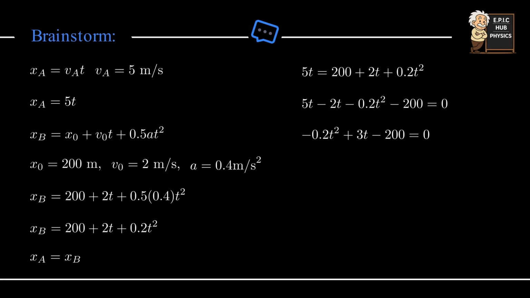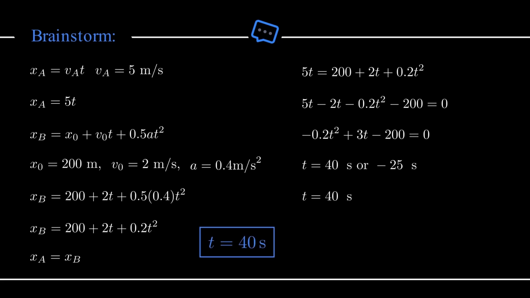Solving this quadratic equation gives two solutions for time, 40 seconds and negative 25 seconds. Since time cannot be negative in this situation, we discard the negative value. Therefore, Vehicle B catches Vehicle A after 40 seconds. This is our final answer.